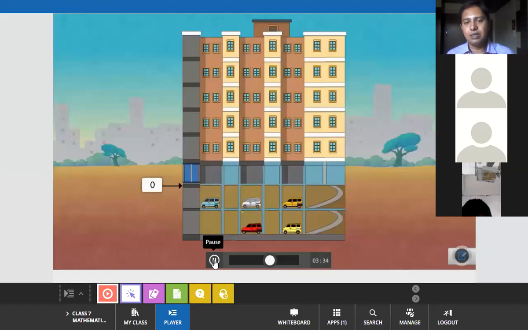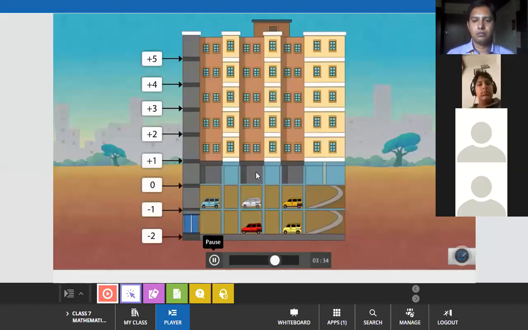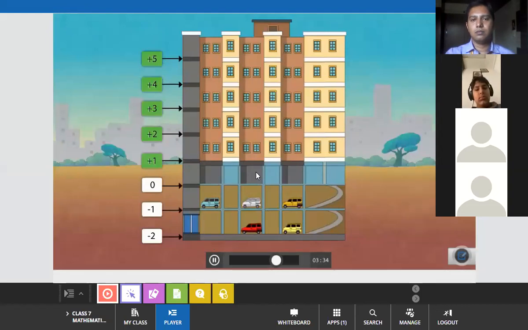Like see in this video as well. Above the ground level, it will display positive numbers. But if the elevator is below the ground level, it will display negative numbers. Height above ground level is considered positive. The height below ground level is considered negative. So positive and negative sides of the numbers are here.